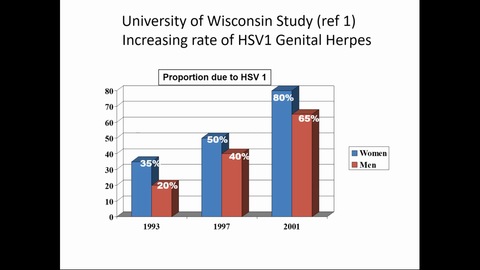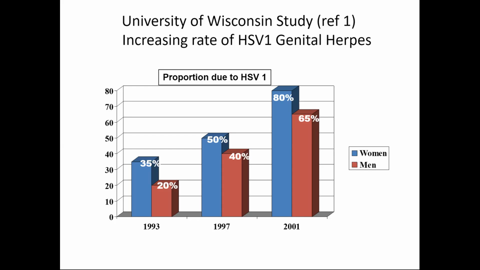One thing I want to mention is that, as I mentioned in an earlier slide, most cases of genital herpes are associated with HSV-2, but there seems to be an increasing rate of genital herpes caused by HSV-1, particularly among young adults. This is a rather old study now from the University of Wisconsin that documented increasing rates of HSV-1 genital herpes among their student population.